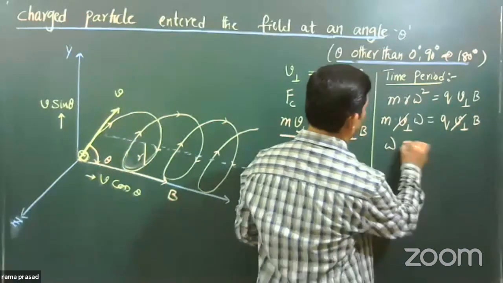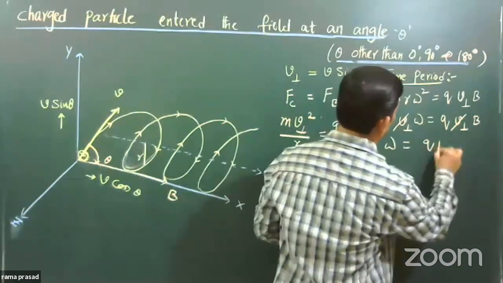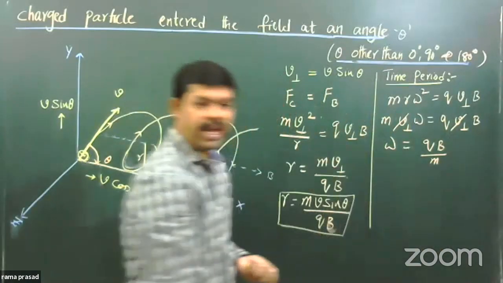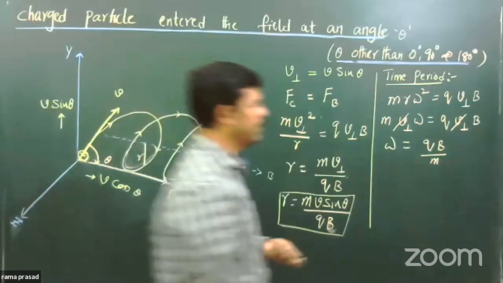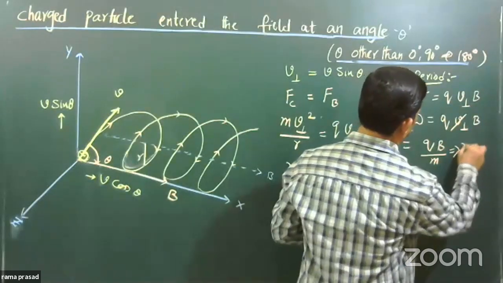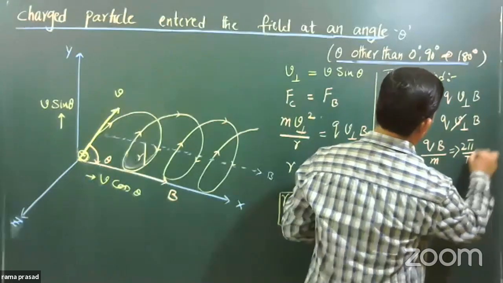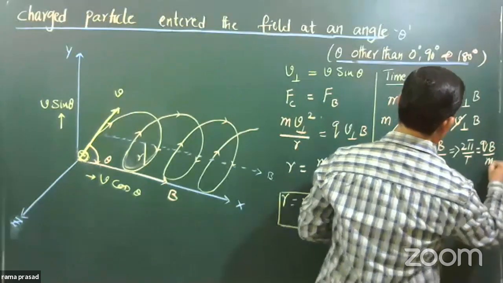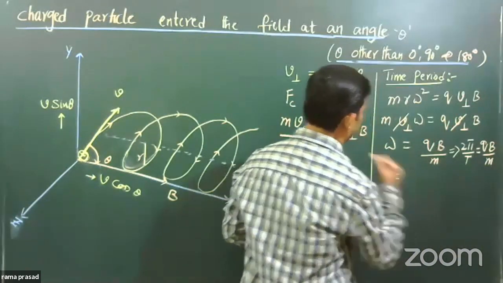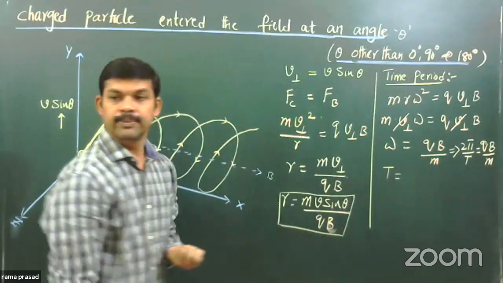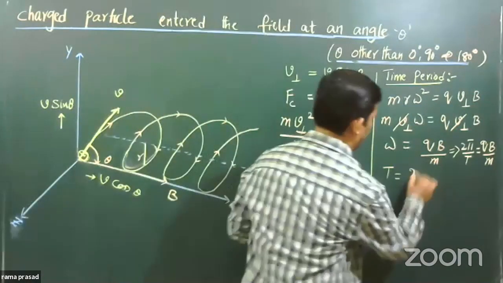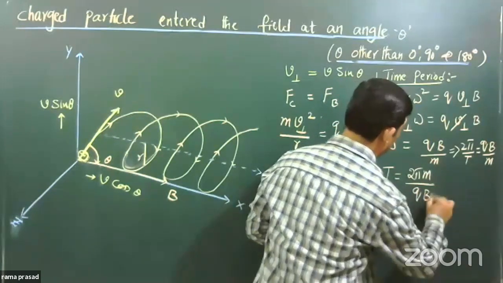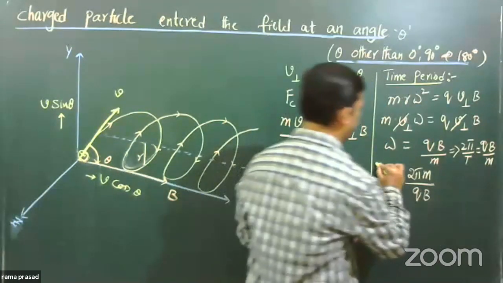So omega is equal to QB by M. What is omega? 2 pi by T. So can I write 2 pi by T is equal to QB by M. Then time period T is equal to 2 pi M by QB. This is the time period.